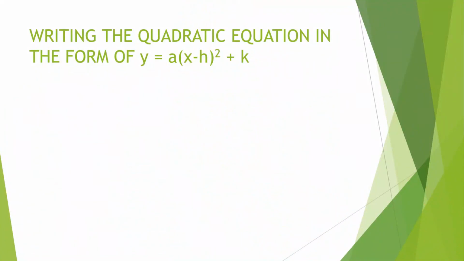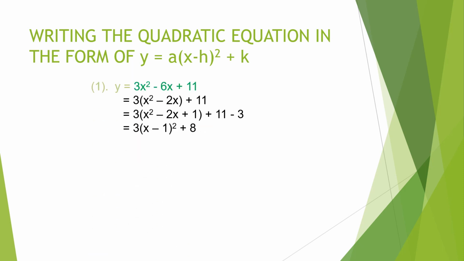This time, we're going to write the quadratic function in vertex form, or in the form of y equals a times the quantity of x minus h raised to second power plus k. So let us now proceed to the example. Example number 1, 3x squared minus 6x plus 11. We're going to group together the terms containing x, and that is 3x squared minus 6x, plus 11. Factor out a, which is 3. That's why it becomes 3 times the quantity of x squared minus 2x, then plus 11.